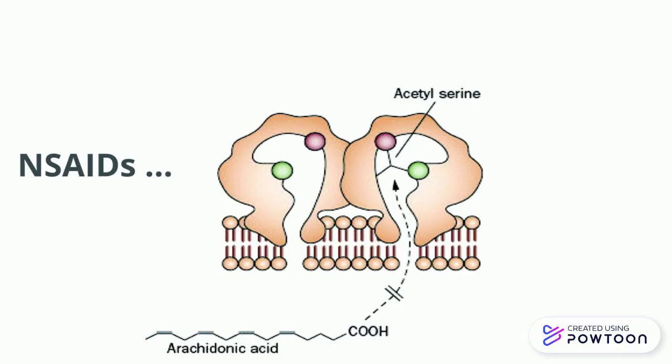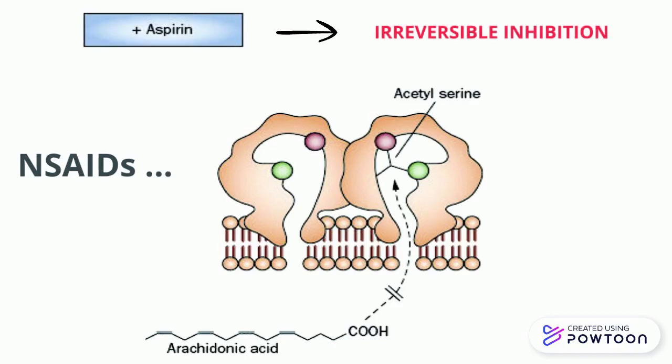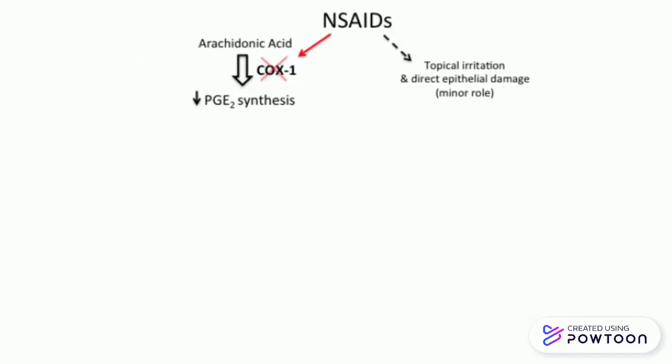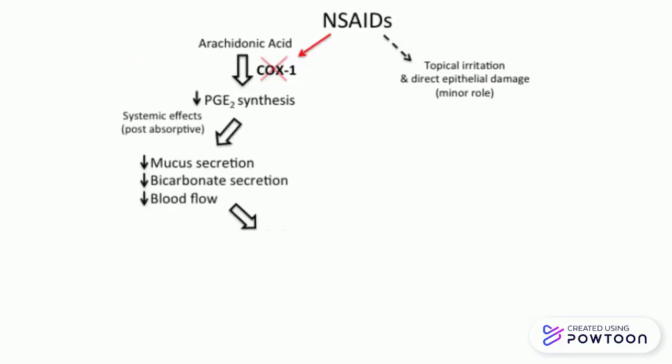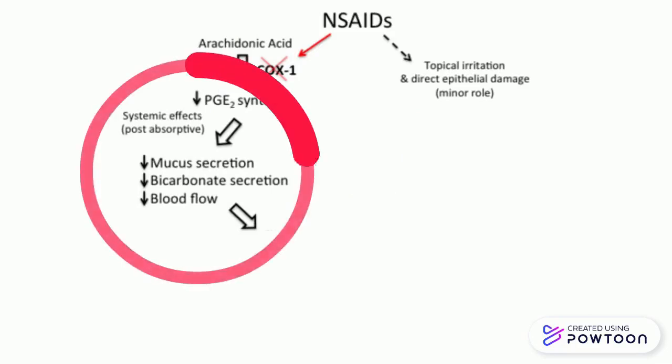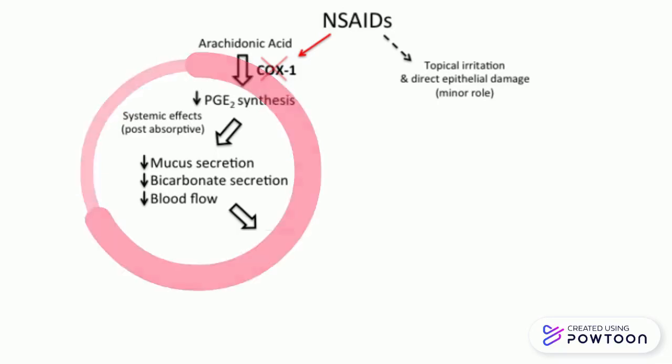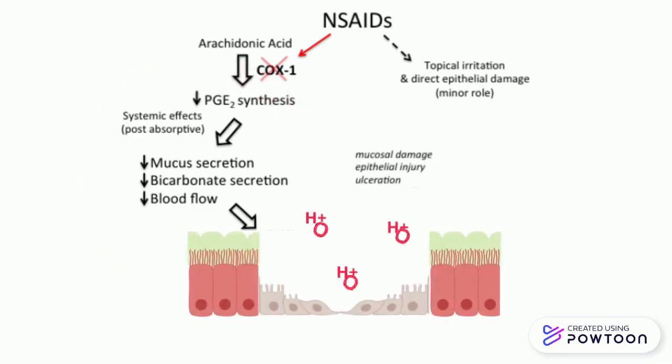Now, let's understand how NSAIDs can lead to peptic ulcer. NSAIDs such as aspirin are reversible inhibitors of the COX-1 enzyme that is important for prostaglandin synthesis. As a result, this will lead to a decrease in gastric protection due to a decrease in epithelial mucus, bicarbonate secretion, and mucosal blood flow. Lowering the protective mechanism of the mucosal lining can increase the incidence of injury.